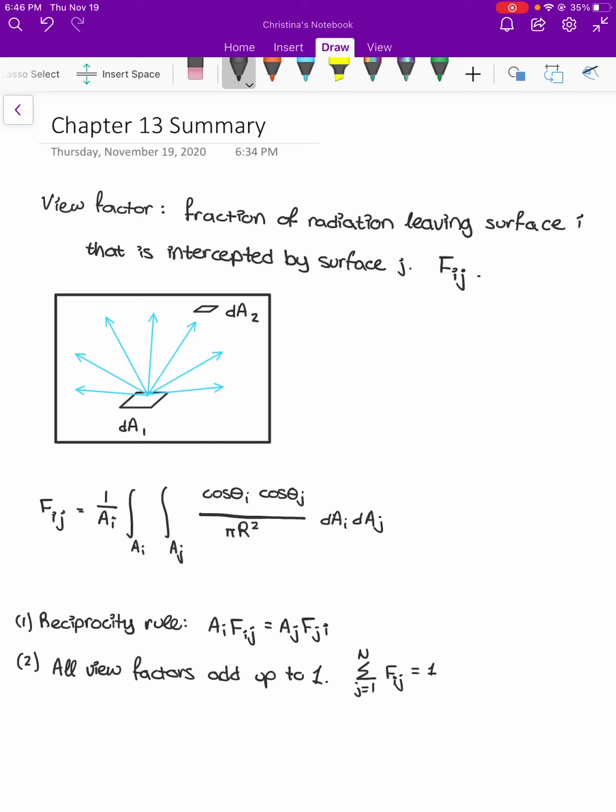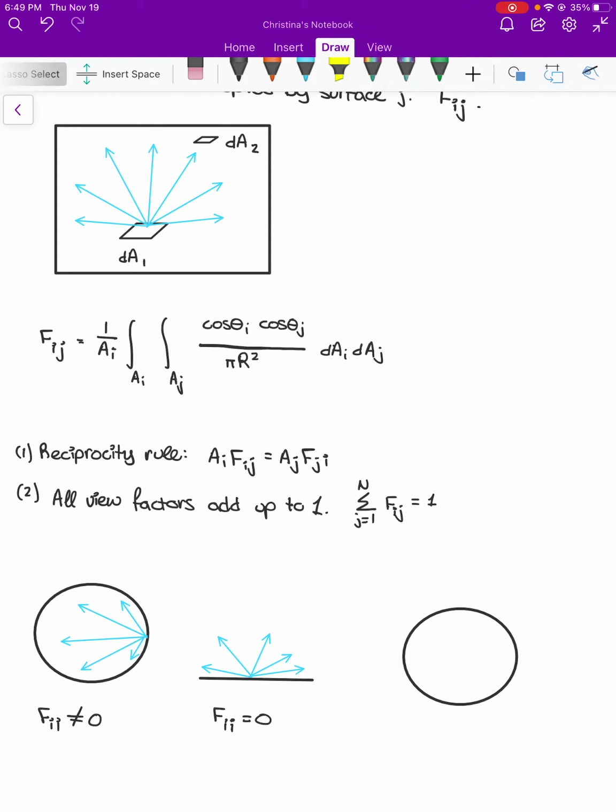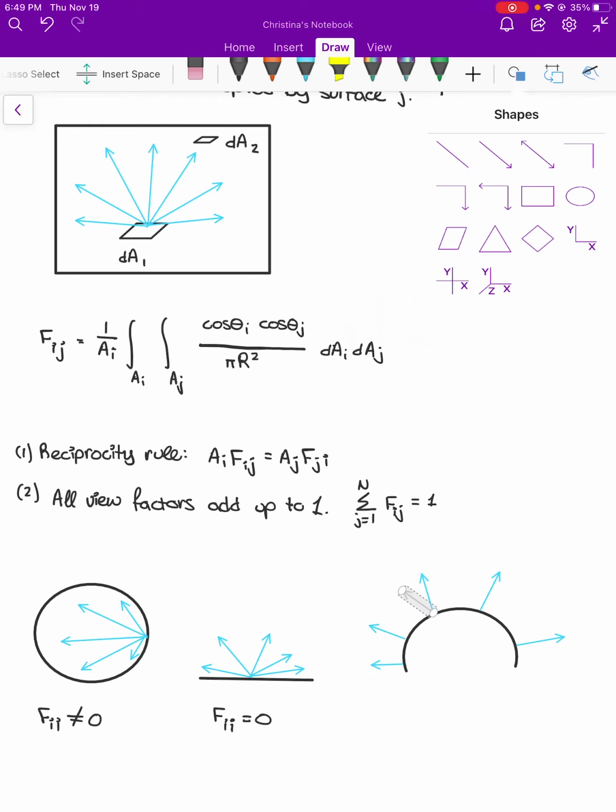It is possible for the radiation emitted by an object to be intercepted by itself, such as in the case of a sphere. The radiation emitted from one side of the sphere can be intercepted by the rest of the sphere. However, if an object is flat or convex, its view factor to itself will be 0 as it cannot intercept any of its own radiation. With this information, you will be able to solve many view factor problems.